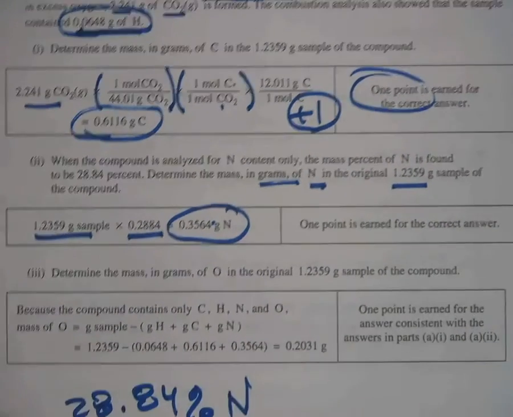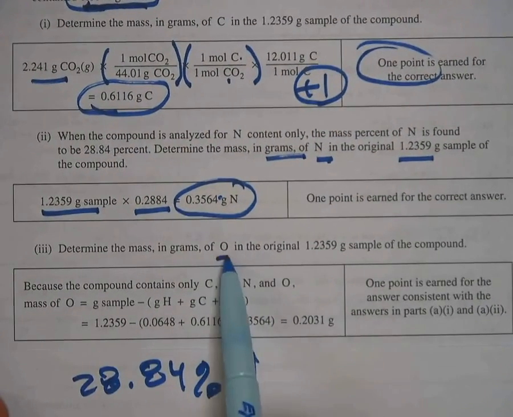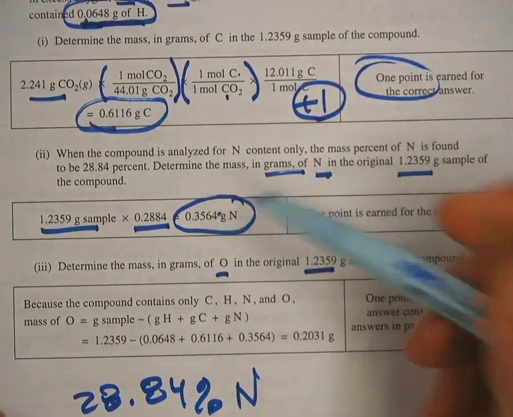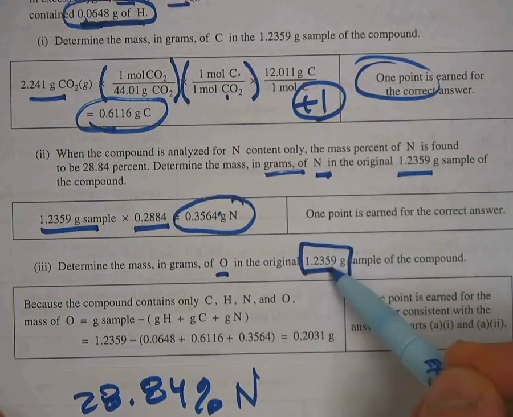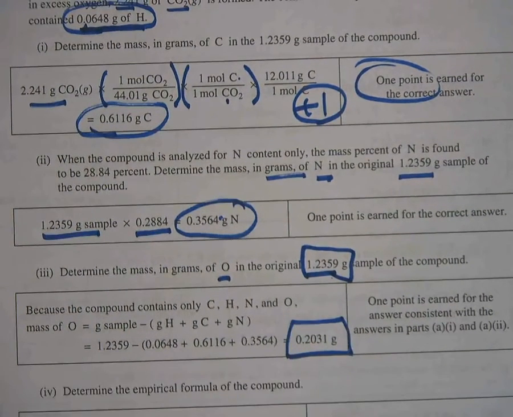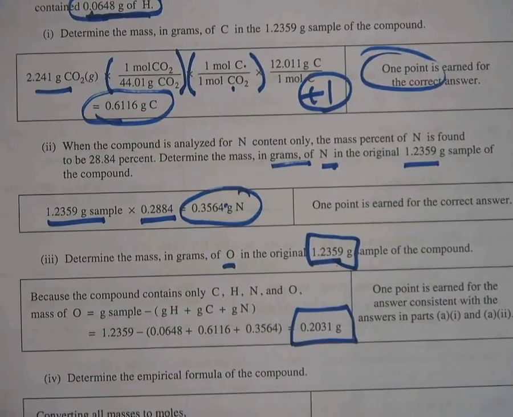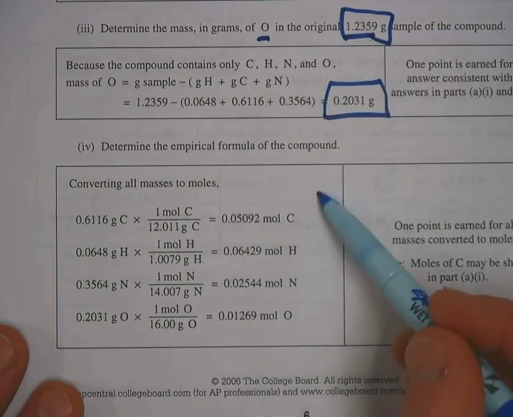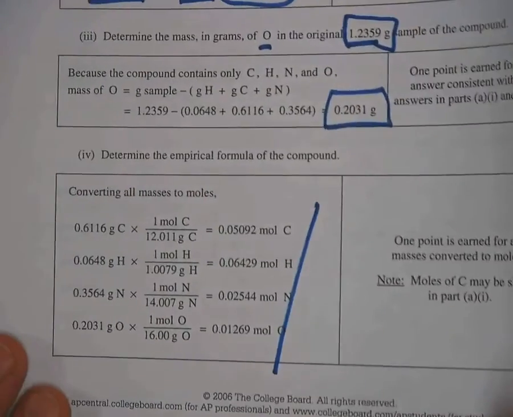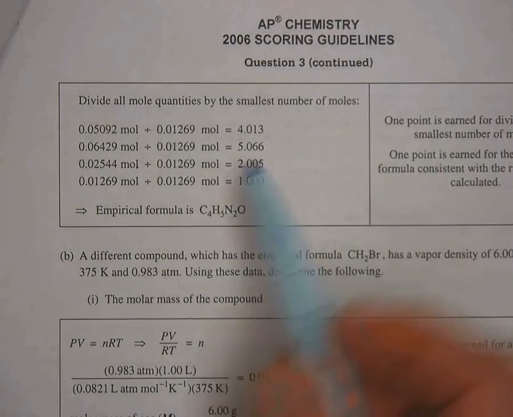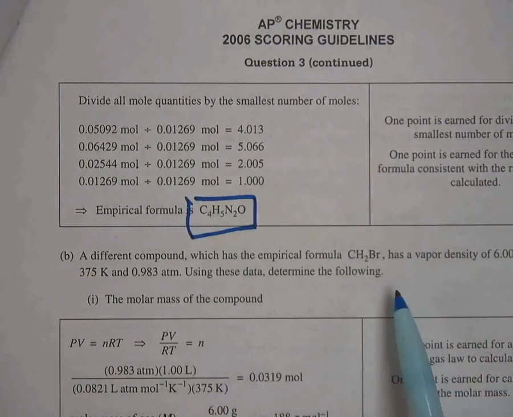Determine the mass in grams of oxygen in the original compound. So now you take the 3 circled things right here, subtract them from the original mass, and of course that's your mass of oxygen in there. Okay? Determine the empirical formula. Now it's going from grams to moles, and then dividing by the smallest. Divide by the smallest right here, and that's on the next page. Divide by the smallest, and you end up with a 4 to 5 to 2 to 1 ratio, and you get this empirical formula right here.